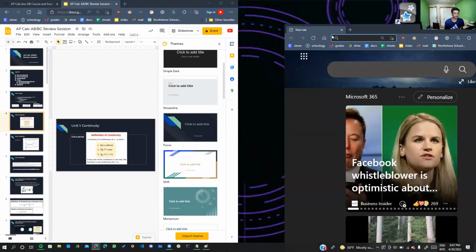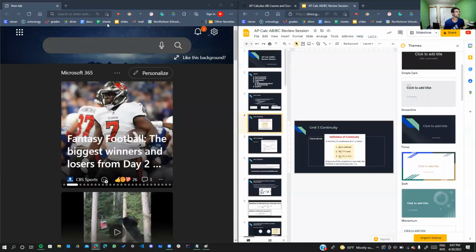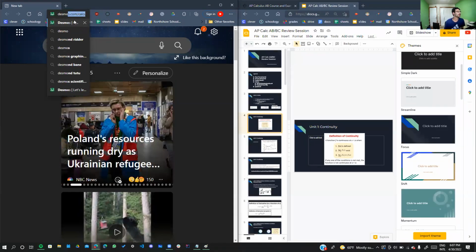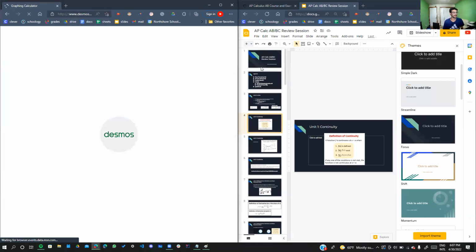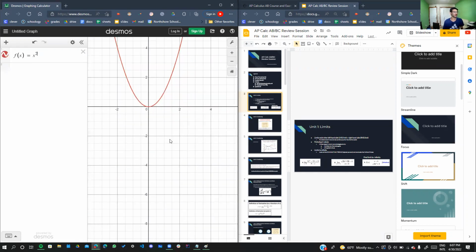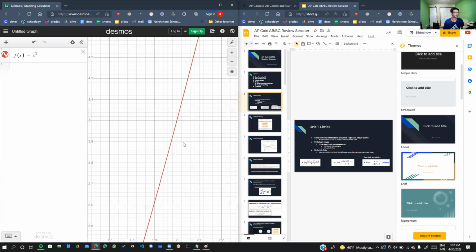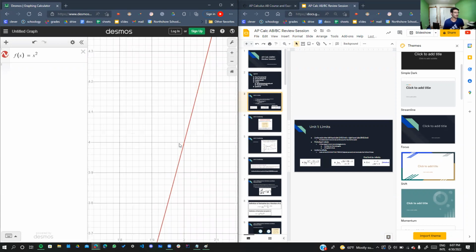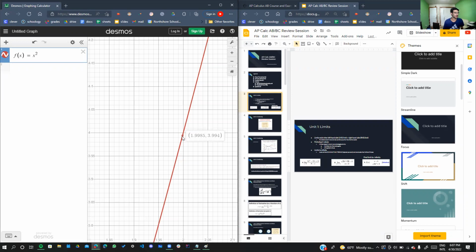Here's how this is going to work. It's going to be very intuitive. I'm just going to pull up my Desmos and graph something. Let's say we had f of x equal to x squared. I just want to show what a limit is, right? If we zoom in very close at x equals 2, from the left-hand side it approaches 4, and from the right-hand side it approaches 4. They both approach the same thing, so the limit exists.